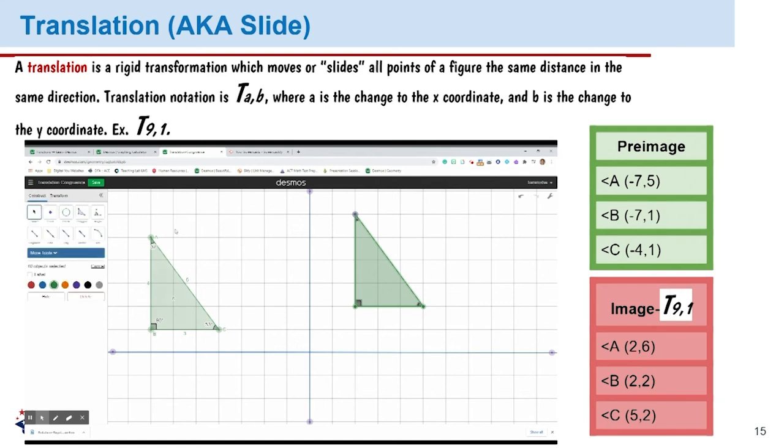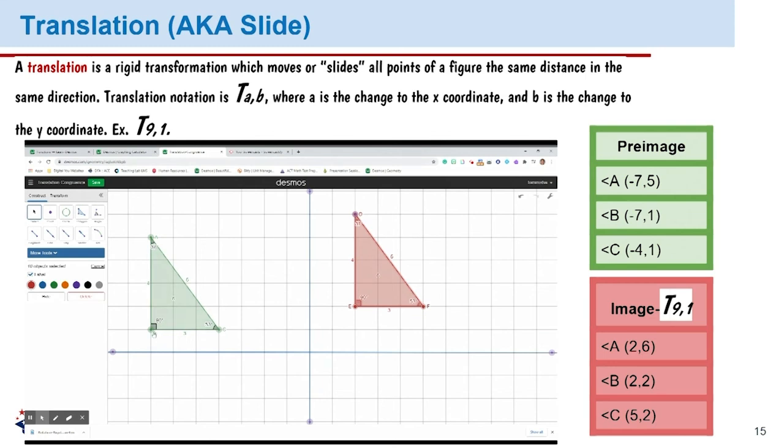Now I'm going to go back to Construct, change the color of my triangle, and label. So here I have translated 9 units to the right, or a positive 9 on my x-axis, and 1 unit up, or a positive 1 on the y-axis.